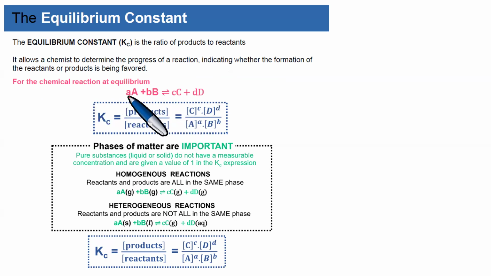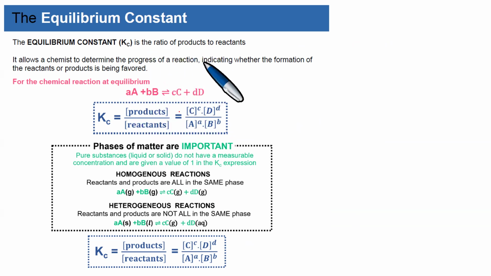Now there is lowercase a and capital A, and then we have lowercase b, capital B in the forward and reverse. So the forward and reverse reactions are taking place. And we have lowercase c and uppercase C plus lowercase d and uppercase D. Now we have the ratio of the concentration of the products and the reactants.